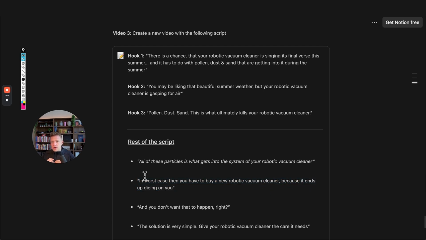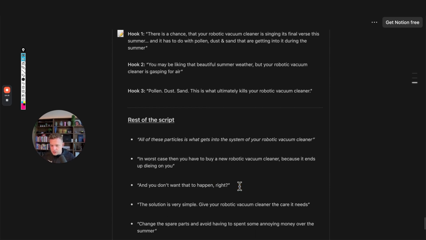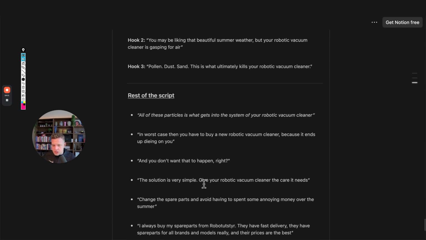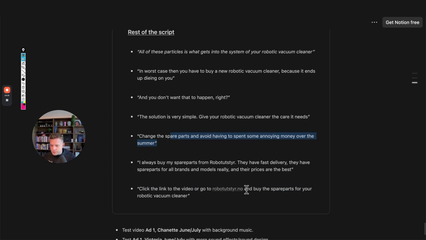So you're again magnifying the problem that you have to go out and sacrifice $1,000 to get a new robotic vacuum cleaner because you weren't maintaining it properly. And you don't want that to happen, right? The solution is very simple. Give your robotic vacuum cleaner the care that it needs, change the spare parts, and avoid having to spend some annoying money over the summer. So you're just injecting some fear here, you could say.